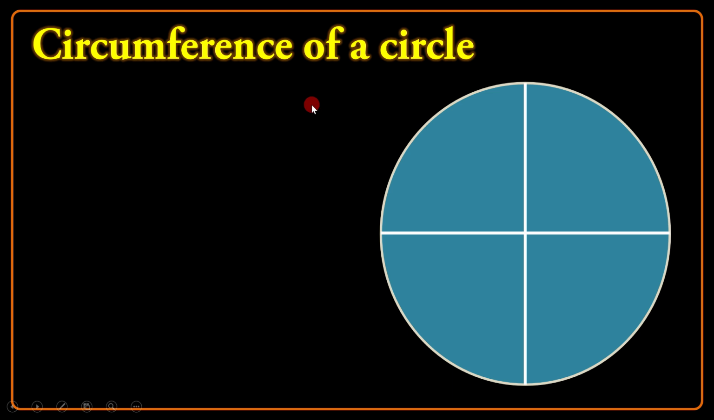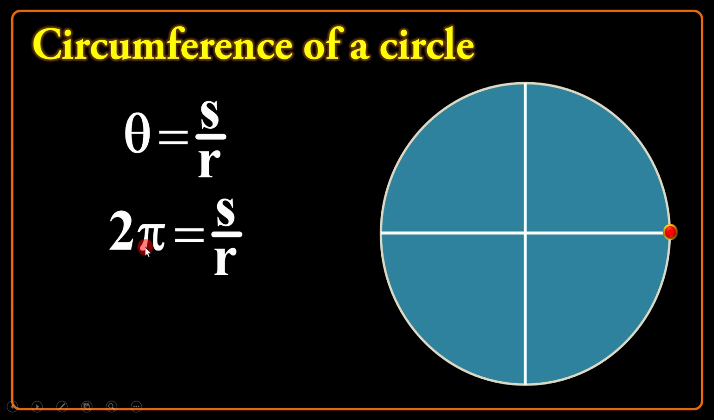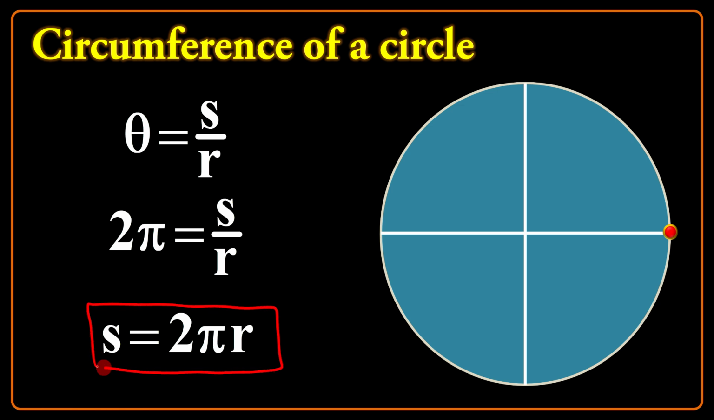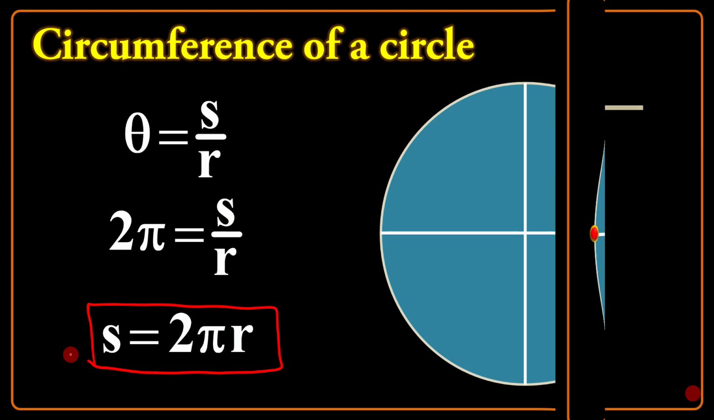I have a surprise for you. Circumference of a circle. Ask your friends to start from here and they can go round the circle just once. If they go back to the initial position, the distance traveled will be exactly the circumference of the circle. So based on the definition of radian, theta was s over r. Round the circle, theta will be 2 pi. So s will be 2 pi r.